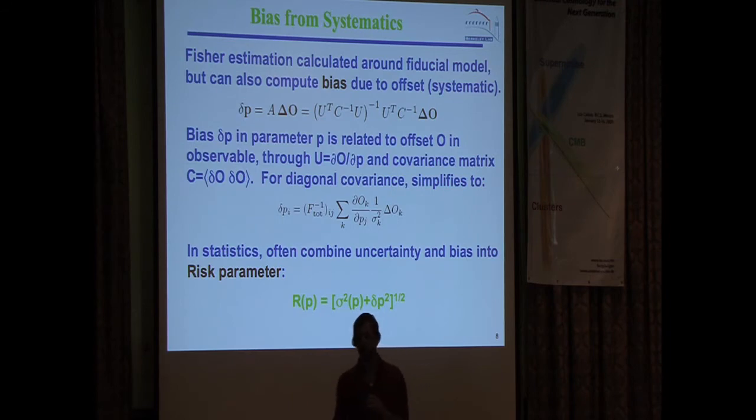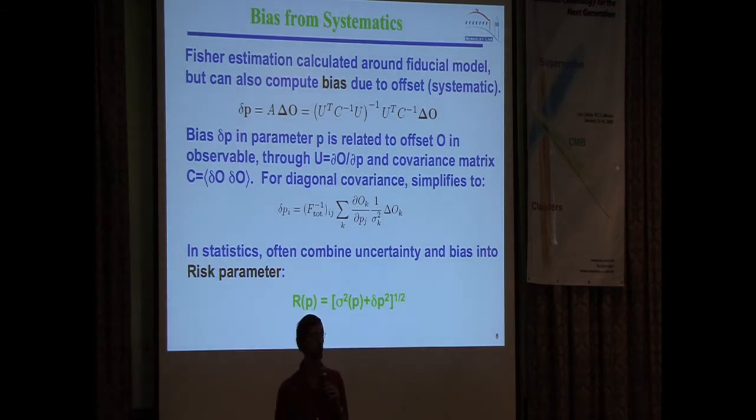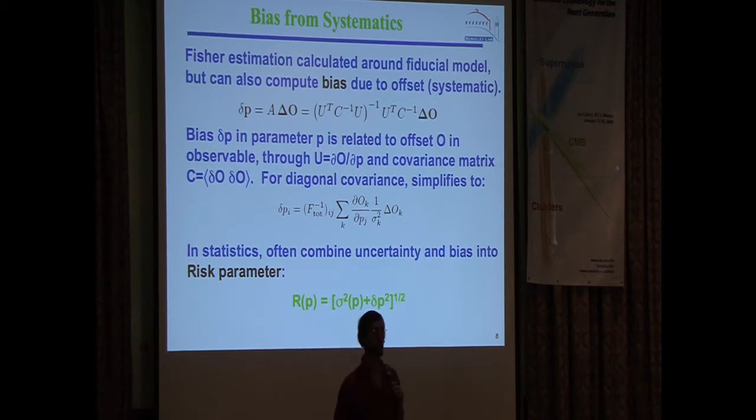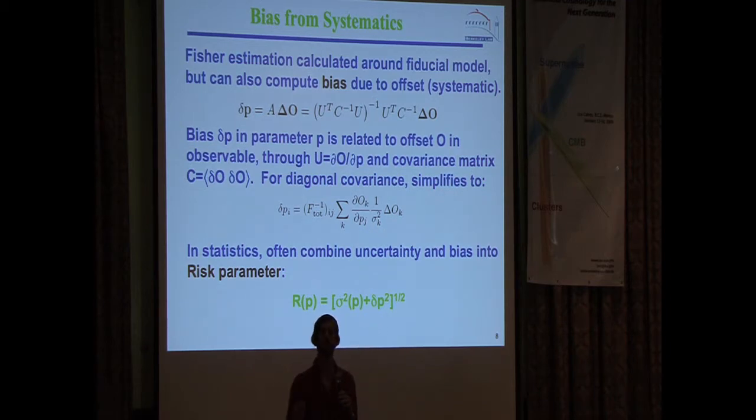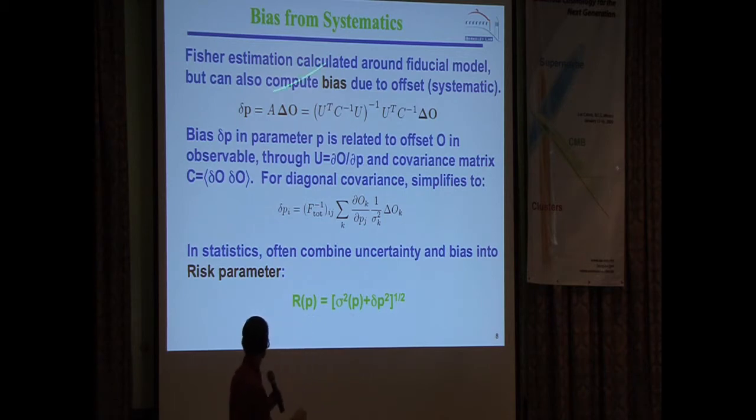Okay. Your observations aren't always perfect, and your theory isn't always perfect as well. And so you might ask, well, suppose I made a mistake either in the data or in the type of model that I'm trying to fit to this. How do I tell what the error is in that? How do I tell not the error due to the quality of the data, but the actual sort of offset of the data? So Fisher analysis can do that as well, give you the bias.